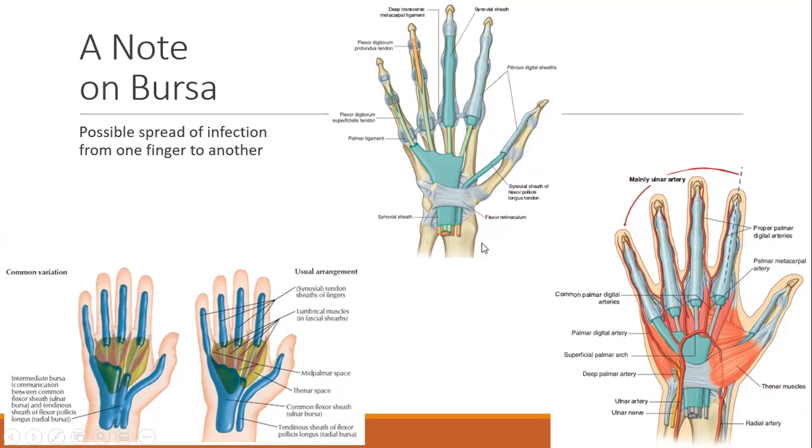And this is the usual arrangement of the bursa in your hand. However, there is a common variation where the bursa have this passage in between them. So you can see how you can get fluid passing through all of them. So in this scenario, a person could theoretically cut their little finger, get an infection, and the infection spread from their little finger to their thumb via the fluid in these bursa.